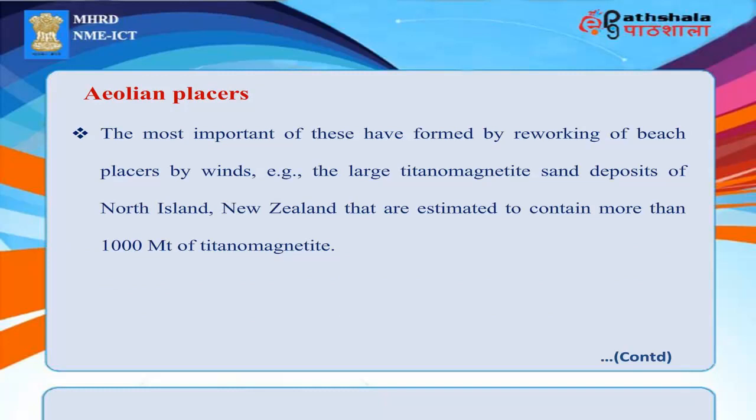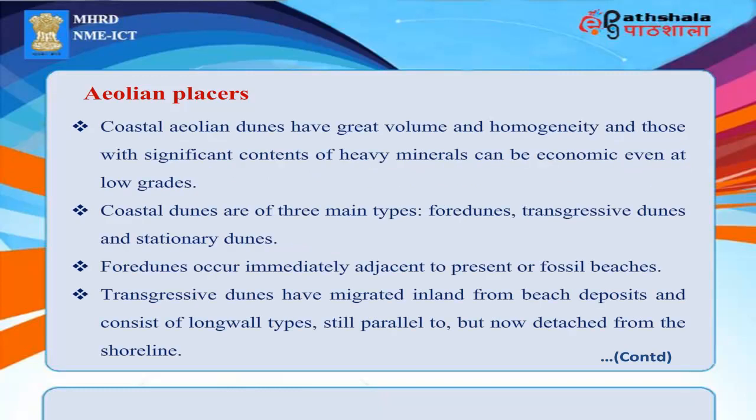Aeolian placers. The most important of these have formed by reworking of beach placers by winds. Example, the large titanomagnetite sand deposits of North Island, New Zealand that are estimated to contain more than 1,000 metric tons of titanomagnetite. Coastal Aeolian dunes have great volume and homogeneity, and those with significant contents of heavy minerals can be economic even at low grades. Coastal dunes are of three main types: foredunes, transgressive dunes, and stationary dunes.